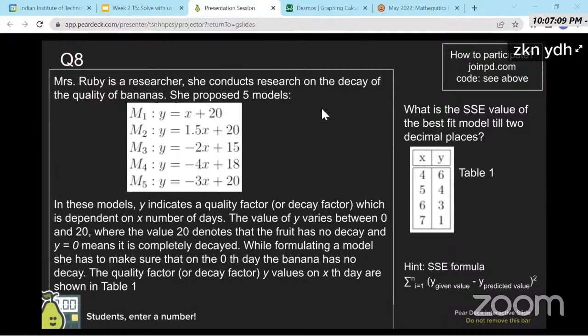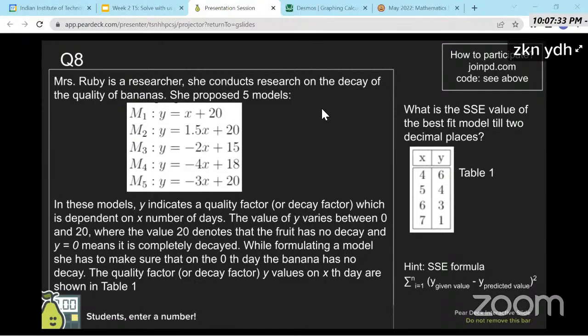Then you would get 3 models, M1, M2, and M5. Yes, sir. But I chose model 5 because it is 20, and she wants to ensure that on day 20, the fruit has no decay. So if we solve the above 5 models, we will get only one model with 20, that is y minus 3x plus 20.